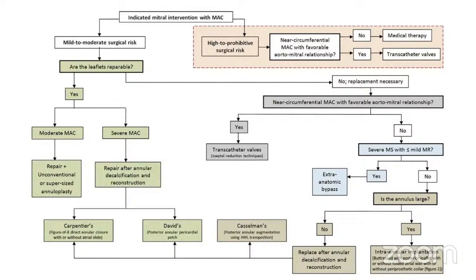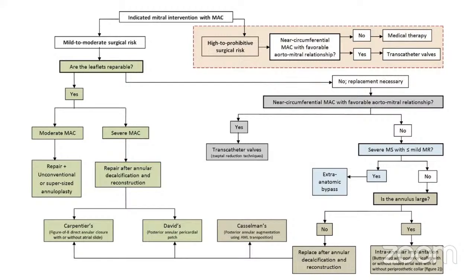In the case of severe MAC, you have 3 techniques that can be used. Either the Carpentier, where you do the figure of 8 directly to the annular closure with or without atrial slide; I will illustrate the picture later on. Or you have the David procedure with the posterior annular pericardial patch, or the Cosgrove with the posterior annulus augmented by the anterior mitral translocation.